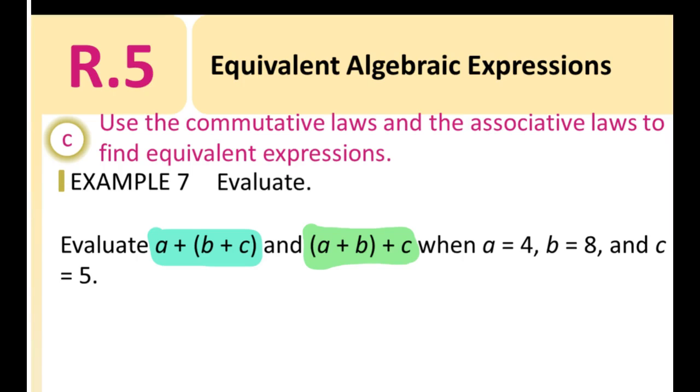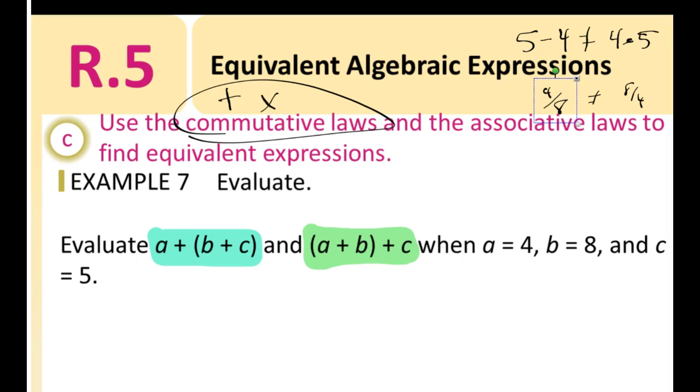That only works for addition and multiplication. You cannot do that for subtraction. For example, we know 5 minus 4 does not equal 4 minus 5. And it does not work for division either. 4 eighths does not equal 8 fourths. So be careful. You can only use the commutative property for addition and multiplication.